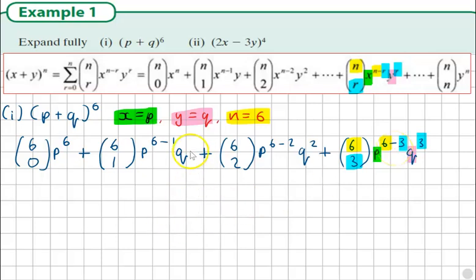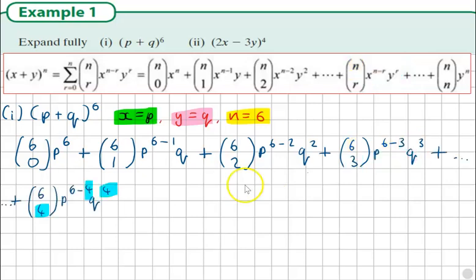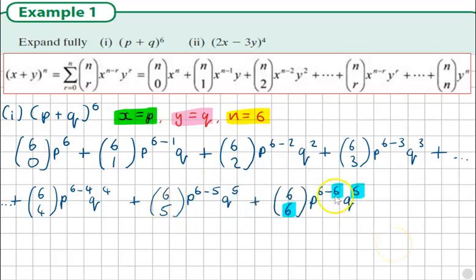Then the q's, well, we had q to the power 1 in the second term, then q squared, then q cubed. So the next one will be q to the power 4. So we have 6 choose 4, p to the power 6 minus 4, q to the power 4. And then 6 choose 5, p to the power 6 minus 5, q to the power 5. And finally, 6 choose 6, p to the power 6 minus 6, q to the power 6. So we finish when the n's match. So we have n choose n, so we're going to have 6 choose 6.